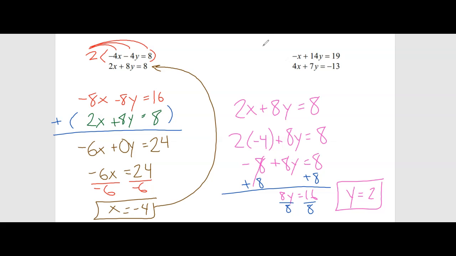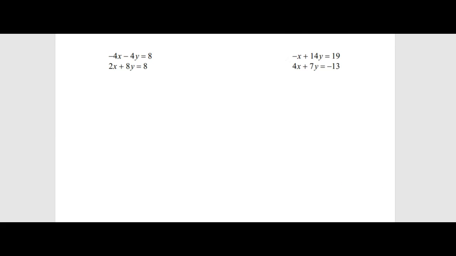So let me get rid of this work and just show you what another option could have been. Instead of multiplying the first equation by 2, we could have also just multiplied the second equation by 2. And if I do that, I get 4x plus 16y is equal to 16.